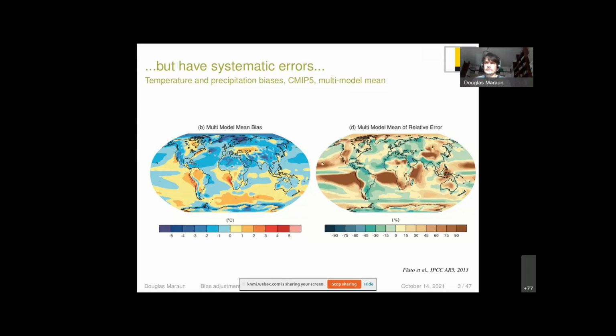on other regions. And when you look at precipitation here on the right-hand side, so that's the relative error in percent, you see that these errors also over land might be substantially bigger. So in some regions, you've got really, really high biases, that it's too dry, or in other regions, you are too wet.